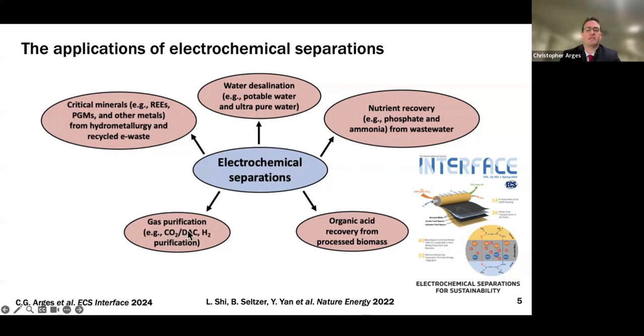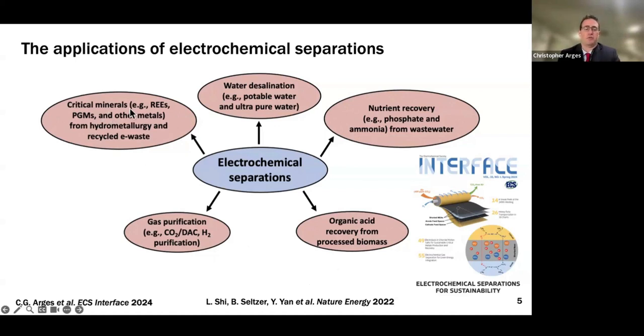There's interest in gas purification, so we can think of direct air capture, removing CO2 from the atmosphere. We do some work in hydrogen purification from gas mixtures. I won't be talking about that today. We've done some work in recovering organic acids from processed biomass. These organic acids are good building blocks. Biomass is a more sustainable way to get the organic materials we need for our modern society.